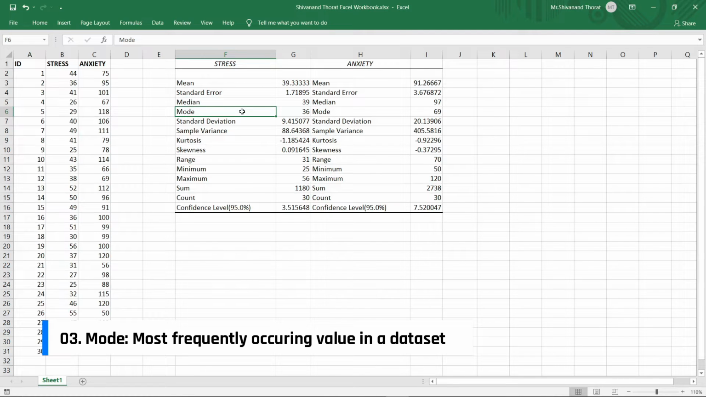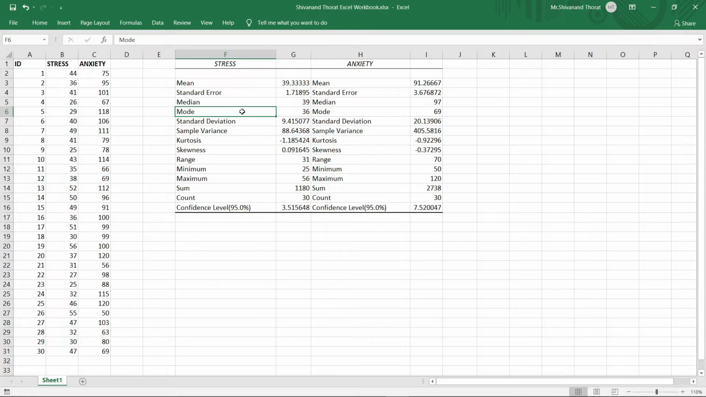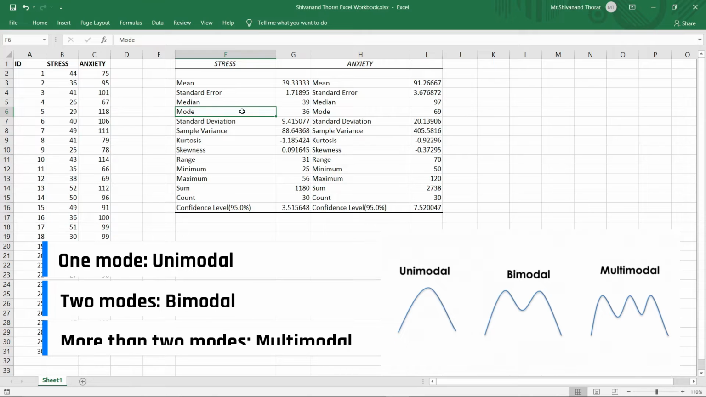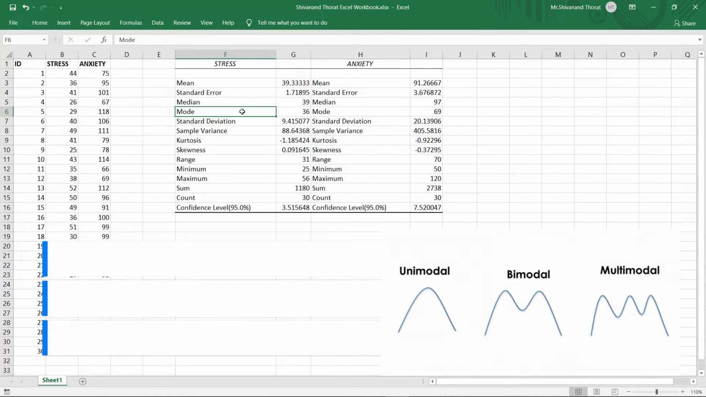Mode is a score occurring the highest number of times in the dataset. Now, a dataset can have more than one mode if there are more than one values occurring the highest number of times. If the distribution has one mode, that is one peak, it is called as a unimodal distribution. In case of two modes, that is two peaks, the distribution is called as bimodal. And in case of more than two modes, it is described as a multimodal distribution.